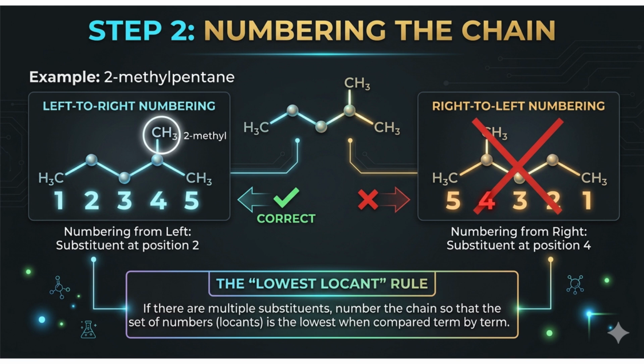This all comes down to the lowest locant rule shown at the bottom. If you have multiple substituents, you must number the chain so the set of numbers, or locants, is the lowest possible when you compare them one by one. So, always count from the end that gets you to a branch the fastest. It's as simple as that.